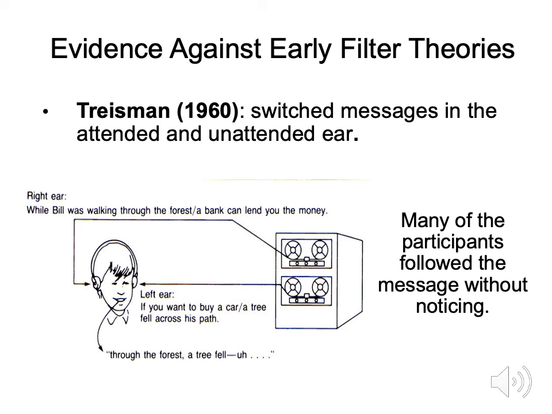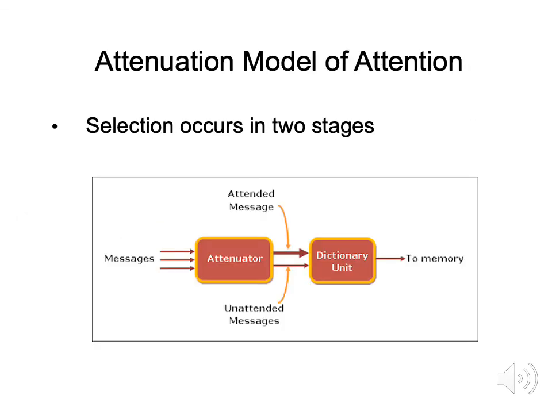So this is the support for evidence against the early filter theory. Overall, evidence against the early filter model shows that we don't just process information based on physical characteristics. We also process information based on its meaning and the context. From this research, Treisman developed a new model called the attenuation model of attention. In this model, selection occurs in two stages.